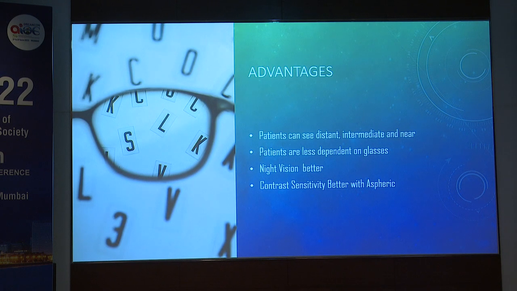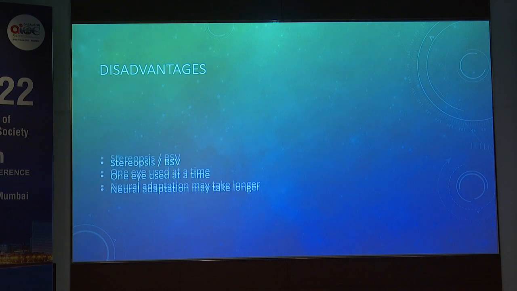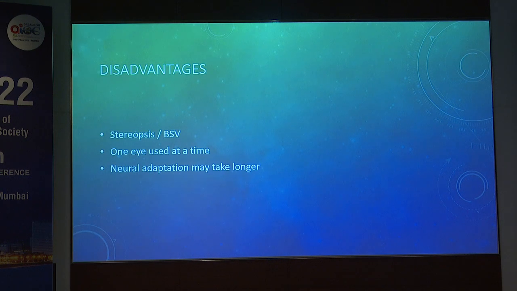Patients are less dependent on glasses. Night vision of course is better. Contrast sensitivity is better with the aspheric in the dominant eye. The disadvantages, again, like we said, are stereopsis to some extent. One eye is used at one time, and neural adaptation can take a little longer in some patients. And of course, we always, in spite of everything, can have some unhappy patients.